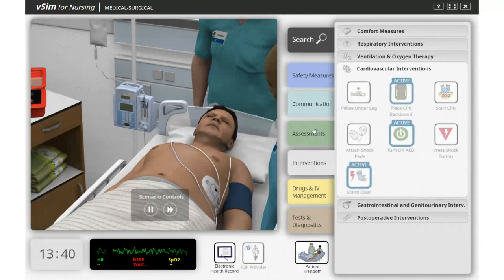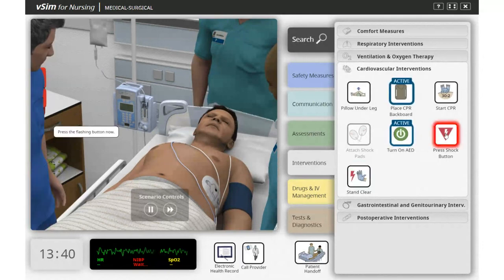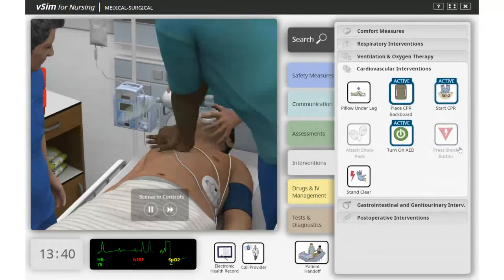Stand clear. Press the flashing button now. Shock delivered. Begin CPR.